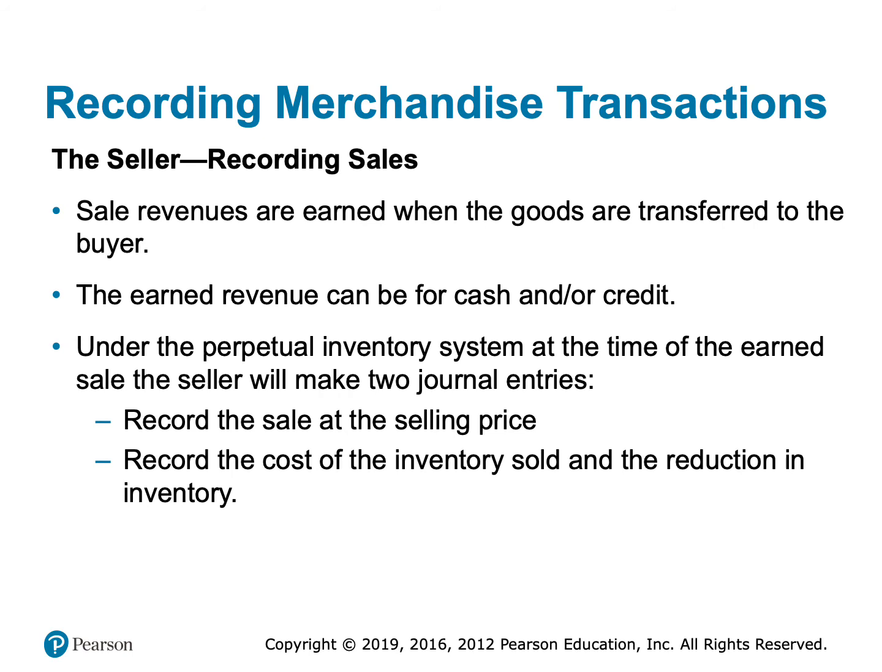So under the perpetual inventory system, every time we make a sale, we have to make two journal entries. The first journal entry is to record the sale. We already know how to do that. That's debit cash or accounts receivable, credit revenue. And then we're going to do a second entry to move those goods out of inventory into cost of goods sold. So we'll do a second entry to debit cost of goods sold, credit inventory, so that our inventory records are always updated.